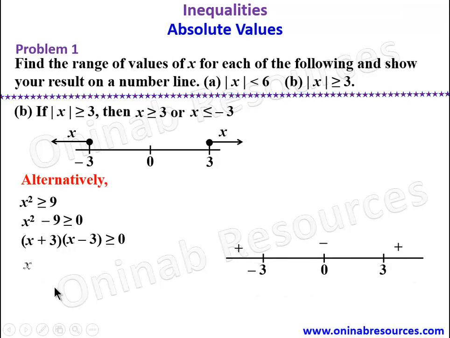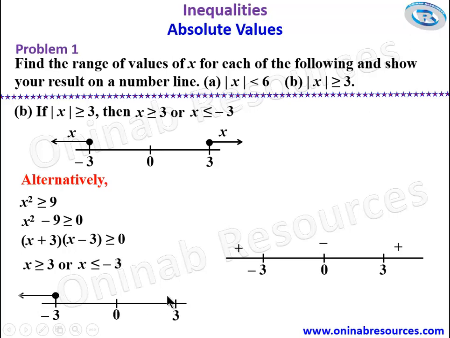So what we do is we pick the side that is positive, which means x is greater than or equal to 3, or x is less than or equal to negative 3. So the number line is still the same as the first method. So we have 0, 3, this is going to this side, and here this is going to this side, and we have our x there. So we are done with problem 1.